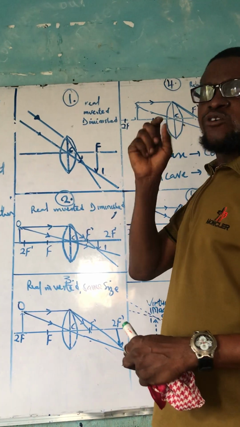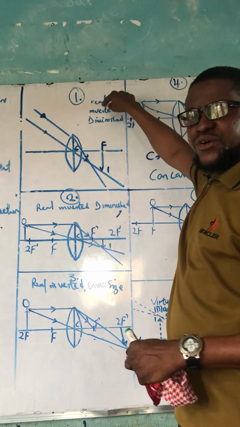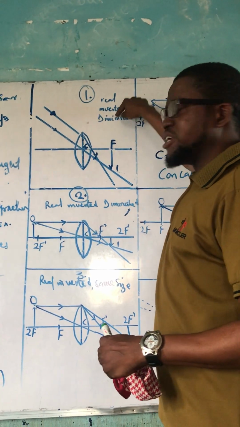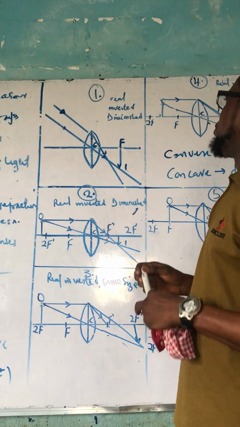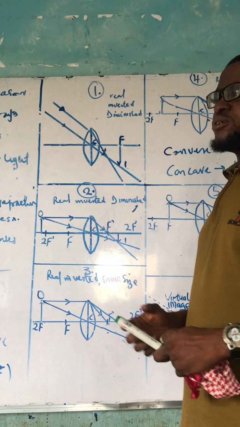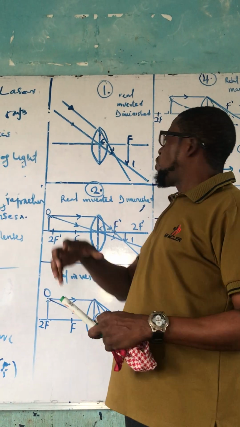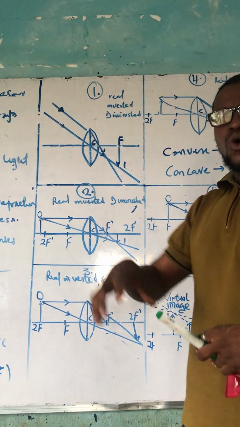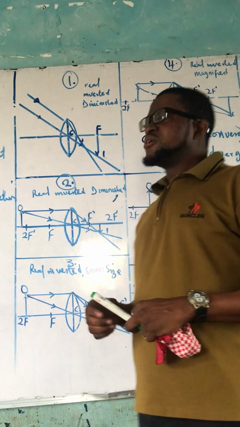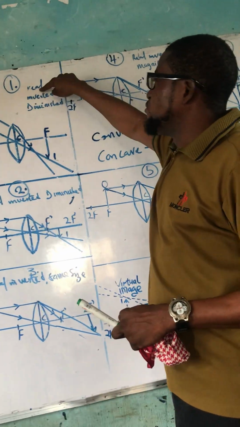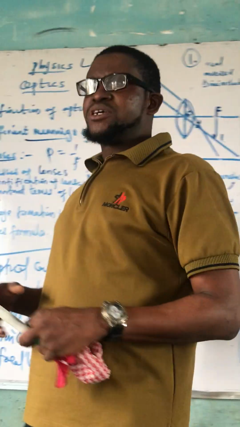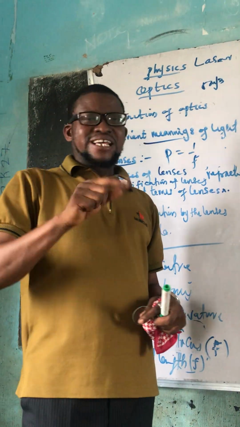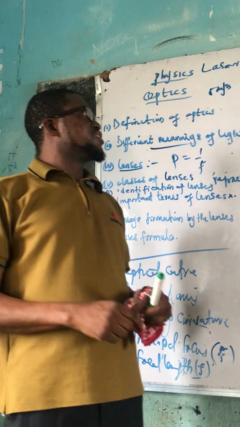And the characteristic of such an image is going to be real. It's going to be inverted. It's going to be what? Diminished. So let's explain the three terms. Which object is real? Object that can be caught on the screen. Because there are two types of objects. I have real, I have virtual. Real objects are the objects that can be caught, past tense of catch, on the screen.